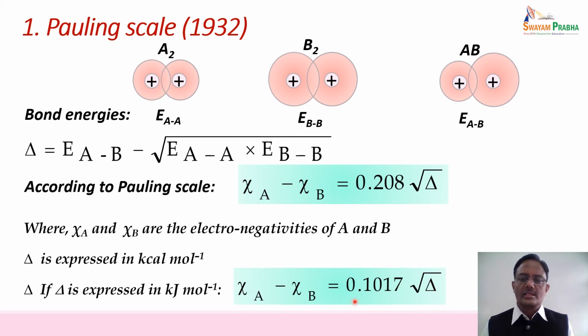So both of these can be used as Pauling scales of electronegativities, and you can see that what we get in the Pauling scale is the difference in the electronegativities of the two.